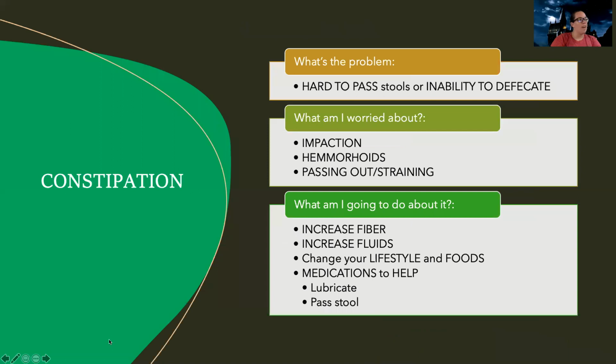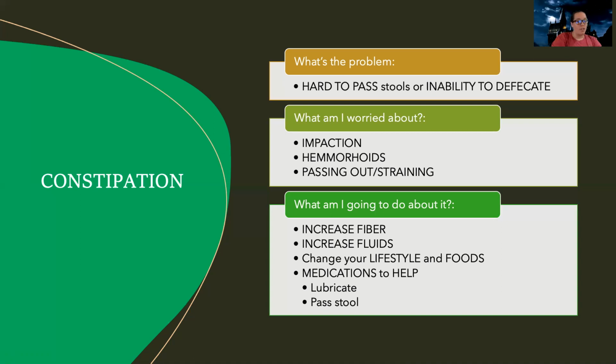So let's talk on the other end about constipation. This is hard to pass stool or inability to defecate. So we're worried about impaction, like a complete blockage. We're worried about hemorrhoids. And then also the fact that they can vagal down and pass out because they're straining so hard. So I want them to increase all their Fs, fibers and fluids, and really want to get them moving. Ambulation, movement, activity is really going to be helpful for these patients.